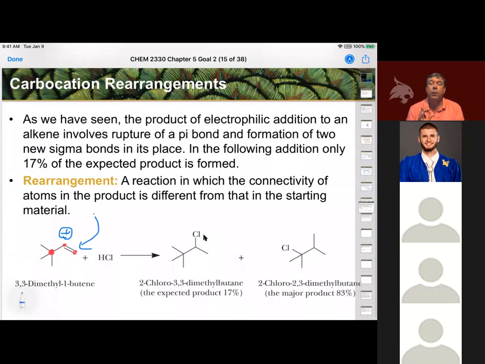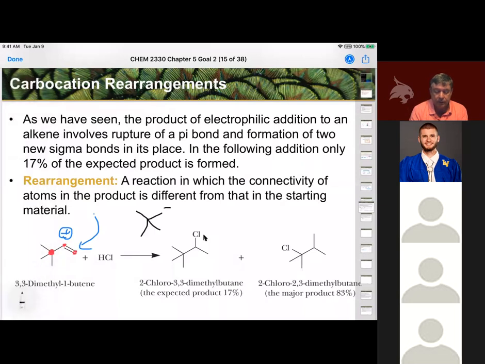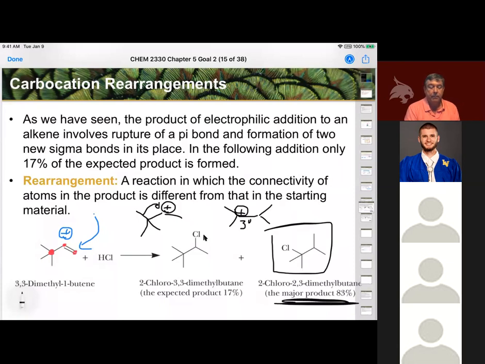Okay. So we had a competition. We had an intermediate that looked like this carbon right here. And it decided that, oh, I would be more stable if I moved this methyl group over. I could form a carbocation here and make this molecule look a little different. So now that my carbocation is here, this is a tertiary carbocation, and now I can react with my nucleophile to generate this as my final and major product. Okay.